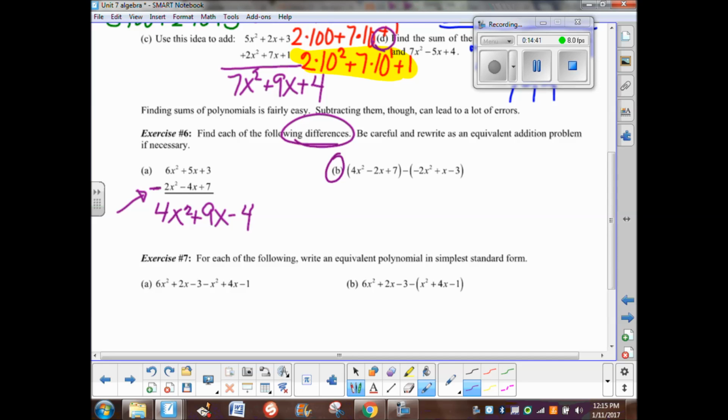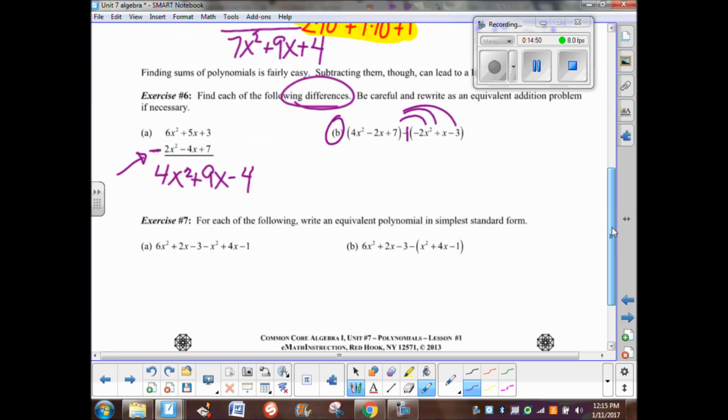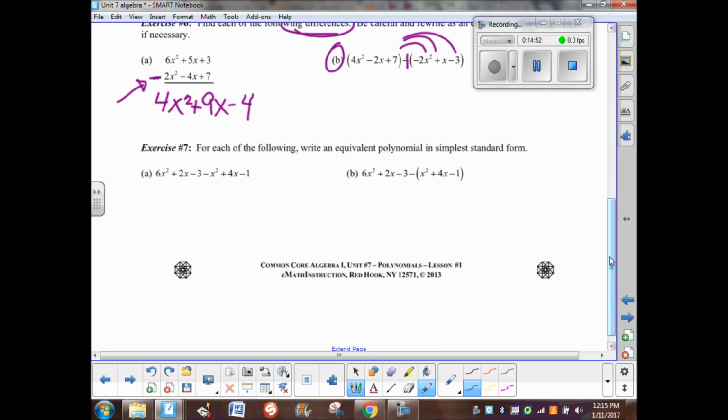By all means, go ahead and do letter B. It's written horizontally. That's what we're used to. And when you're subtracting, what are we really doing? We're just distributing a negative 1. I'm going to have you come to class with B done.